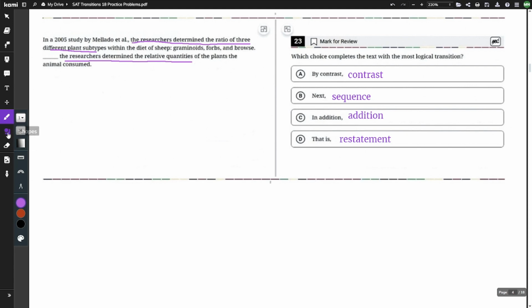So what would the answer be? It would be that is, because... why is my circle red? Alright, it would be that. Whoa, that's way too dark. I don't know what happened to my circles, but the answer would be that is, because it's restating something. Now the reason it's not addition is because it's not adding any new information. It's not saying something new. It's just saying the same thing again, but in different words.